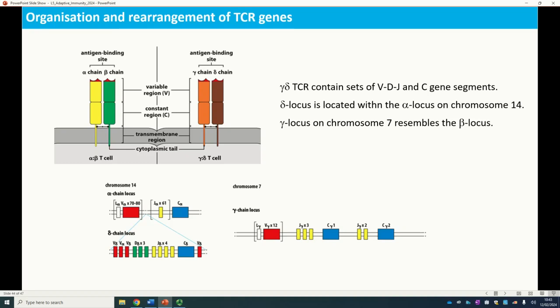The gamma-delta T cells are a smaller population, they have distinct functions, and a lot of research is still being done on them. When it comes to the gamma and delta chains, they have different loci. The delta locus is located within the alpha locus on chromosome 14, and the gamma locus is located on chromosome 7, and it closely resembles that of the beta locus. But just to make you aware that there are different T cell receptors out there. It's not just alpha-beta, but generally when we talk about T cell receptors, we'll be talking about the alpha-beta ones in these lectures.